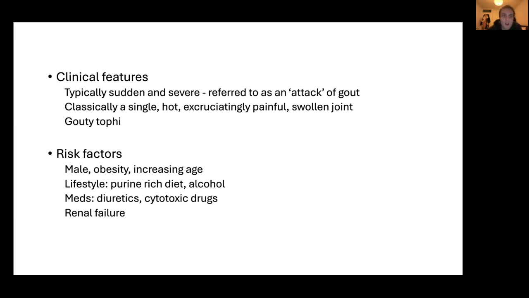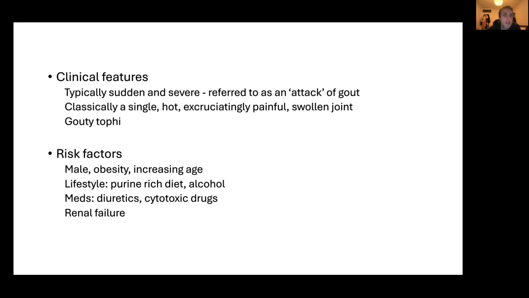And then we know we've got some risk factors for gout. So as we already mentioned, it's more common in men and in people of increasing age. Obesity is a further risk factor. There's a lot of lifestyle factors, which we'll get on to in a minute, which there's a limited evidence base for how much it actually contributes to gout. But people say a purine-rich diet, that means a diet rich in oily meats and the like. And of course, alcohol, most classically beer, can cause gout attacks.